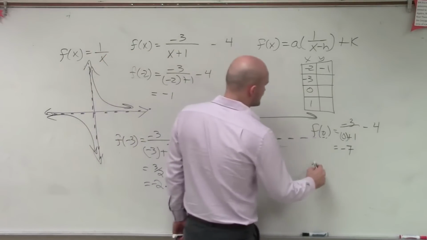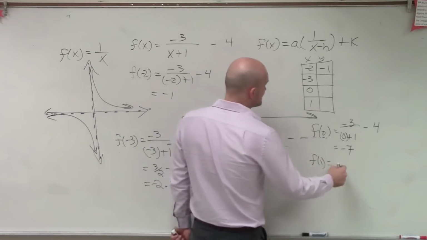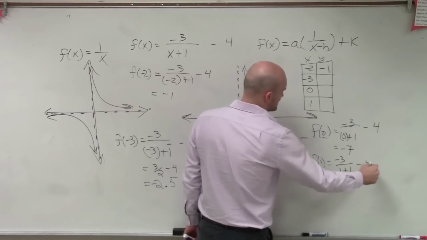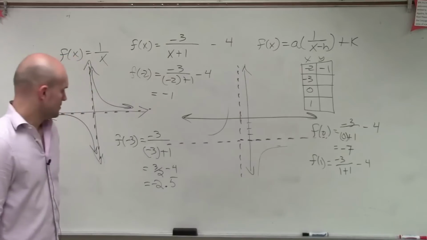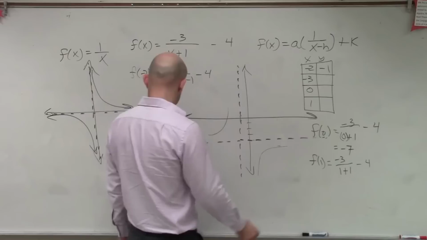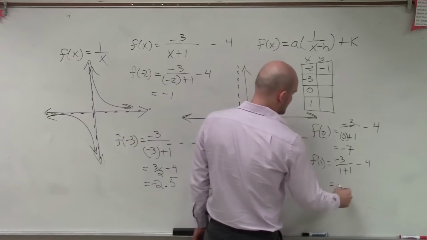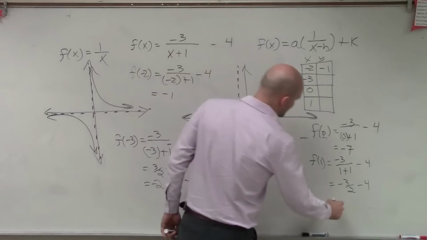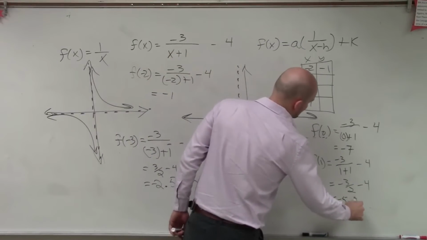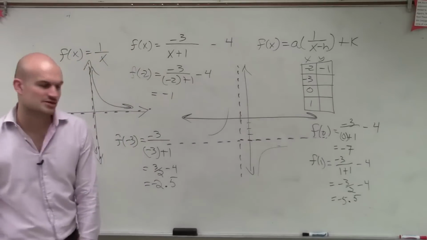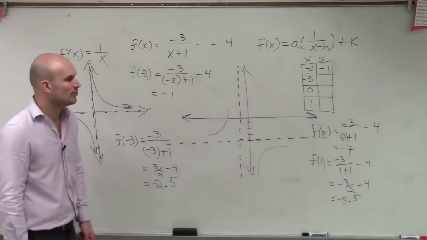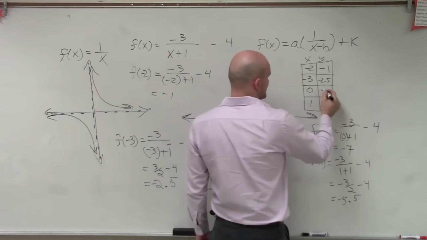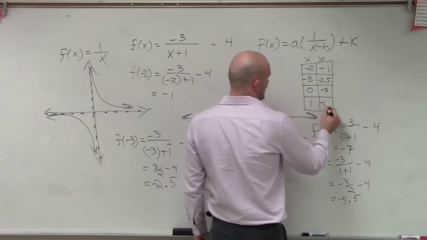OK? Now we look at f of 1. For f of 1, I just take -3 divided by 1 plus 1, minus 4. And then here, I'm going to have 2. So this one equals -3/2 minus 4, which will be -5.5. And I'll just get out of the fractions and do the decimals to help you guys out as far as graphing goes. So now let's plot our 4 points. Oh, sorry, let's write these down there. So this is -2.5. At 0 it is -7. And at 1, we have -5.5.